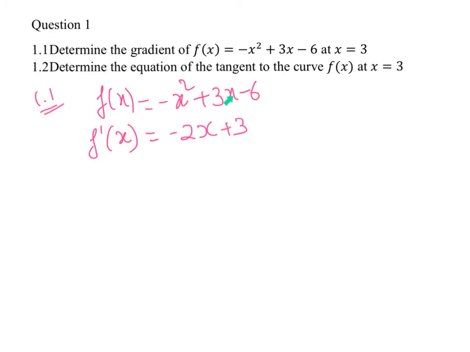The power of x here is 1. 3 times 1 is 3. And reduce the power of x by 1. That is 1 minus 1 is 0, so x to the power 0 is 1. So that's how I get the gradient, and that's how I get the derivative.